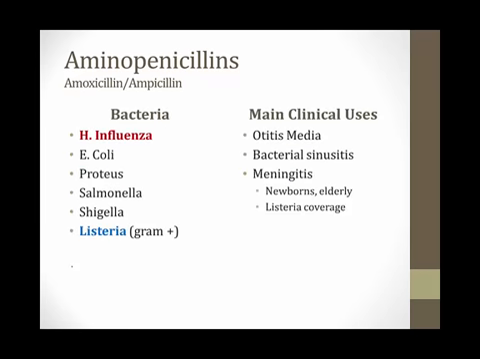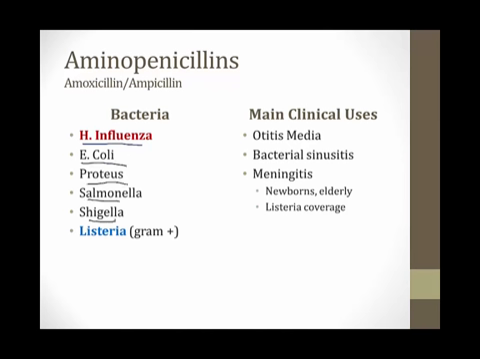I've listed on the screen some of the bacteria that are commonly treated with aminopenicillins. H. influenzae is one of the most important ones. It's a gram-negative bacteria, but it's often sensitive to these drugs. Other gram-negatives that are covered by these drugs include E. coli, Proteus, Salmonella, and Shigella.